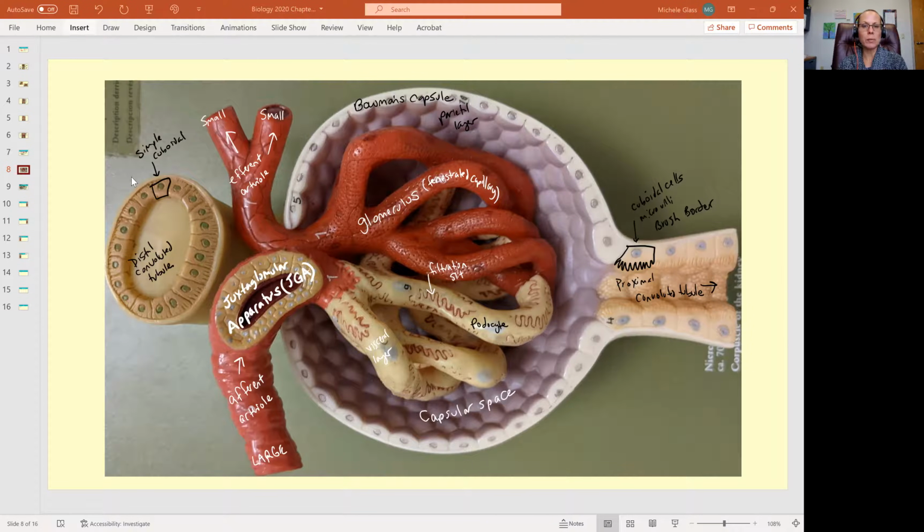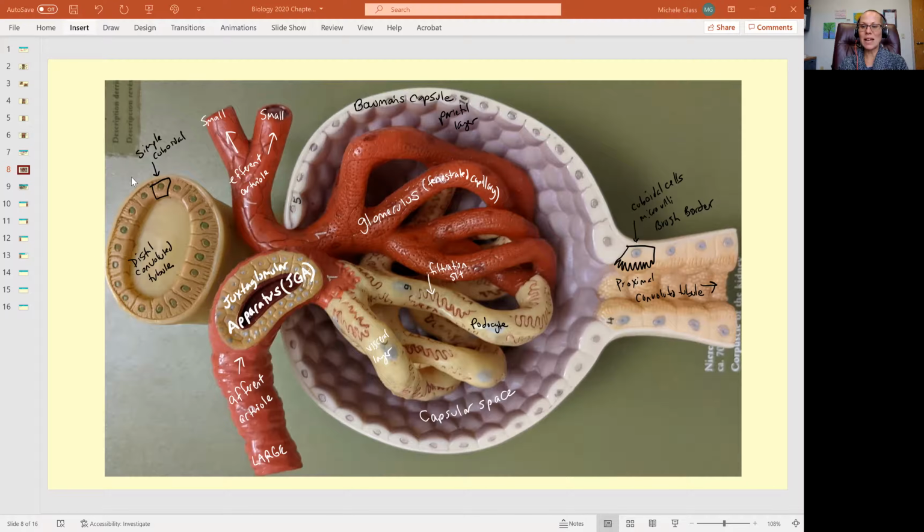We're seeing here Bowman's capsule having two layers of tissue, the parietal layer and the visceral layer, which we can talk about as podocytes, wrapping around the glomerulus and forming the filtration slit. And we see the capsular space, which is going to hold the filtrate.